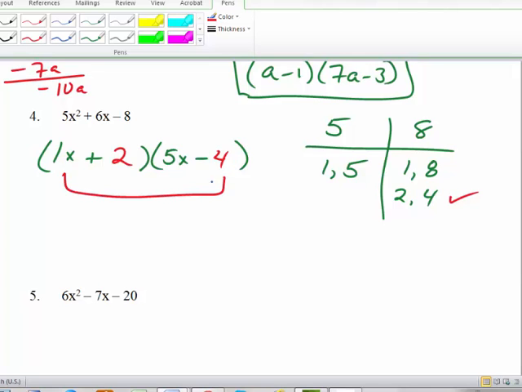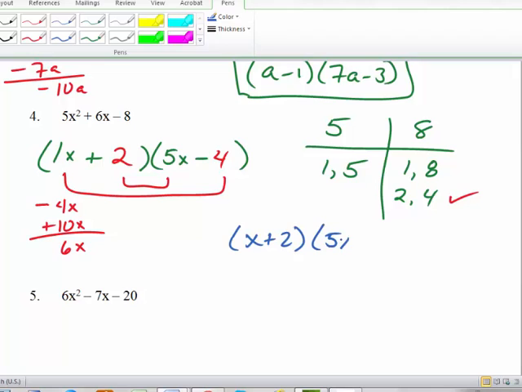We multiply the outsides, we multiply the insides. Outsides is negative 4x. Insides is positive 10x. We add those together and we get 6x. Sure enough, that's the right answer. So our final answer will be x plus 2 times 5x minus 4.